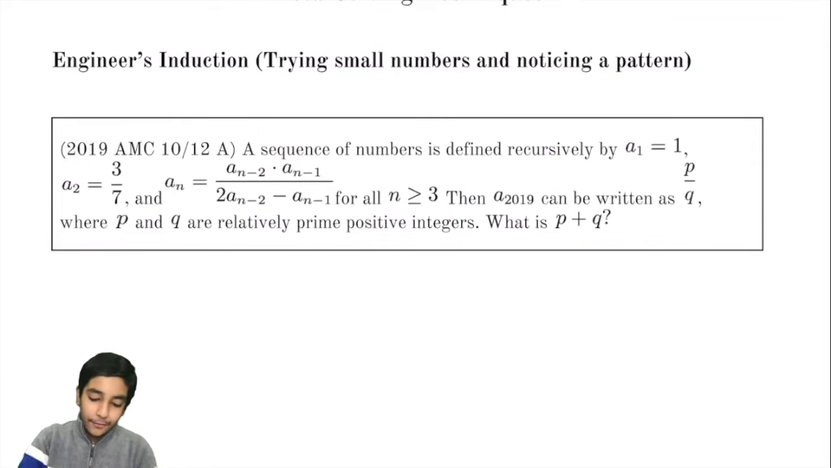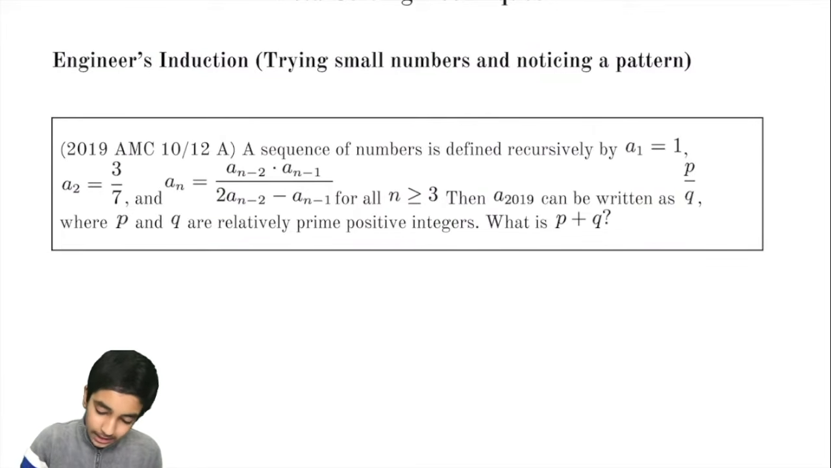So basically, the first technique is known as engineer's induction. Basically, what this means is that you try small values, small numbers in sequence, and then you try to notice a pattern, see what is emerging. And sometimes you don't even have to try numbers. You can just try one number and it will work. So let's look at this problem here. It's a great example of engineering induction.